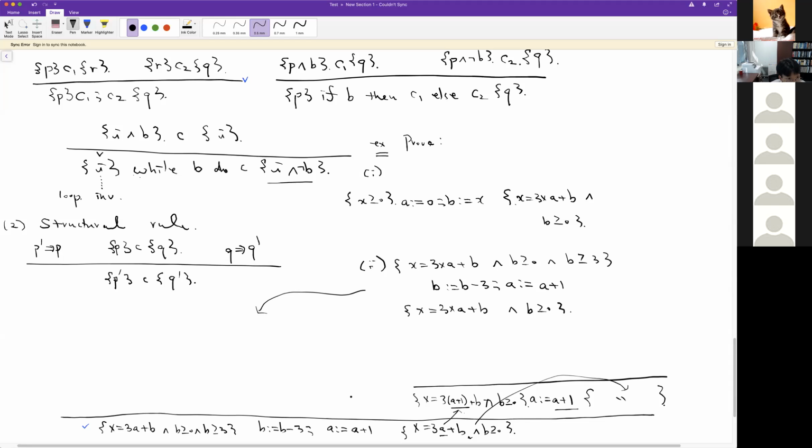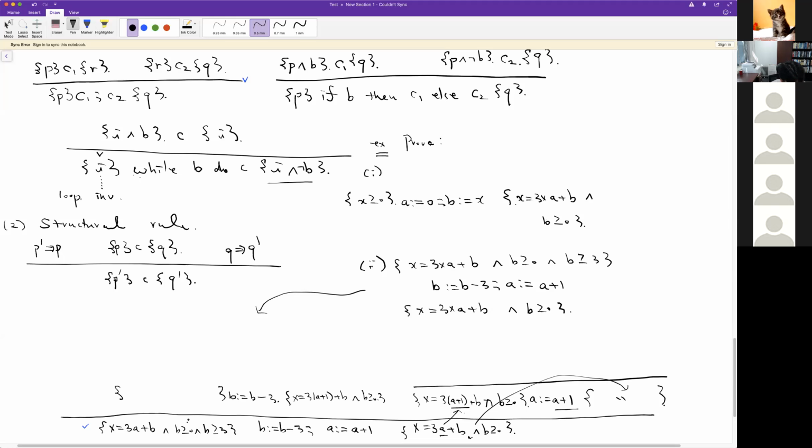Now the rule for sequencing says to start with the precondition that we obtained for the last command, which is this: x = 3(a + 1) + b, and b greater than or equal to 0. And then we look at the other assignment, b becomes b minus 3. The precondition is also fixed. This is what we have to show. Now the question is how to prove this.